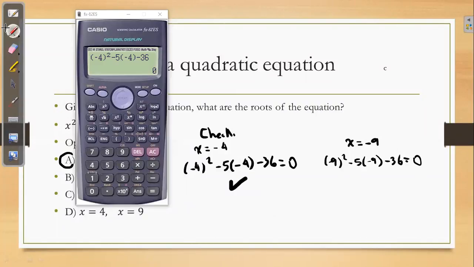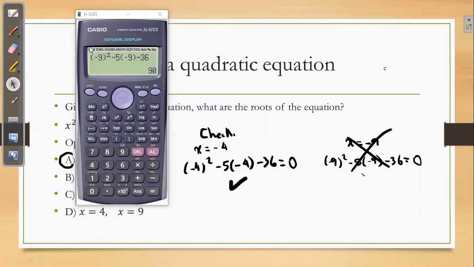Let's see what happened with -9. All I have to do is change that -4 for a -9. You can do it in your calculator if you can. Here, because that one is a natural display or literal calculator, as I normally call it, I can write everything like it is. With this -9, it's supposed to give me 0 again. Look, it gives me 90. So what does it mean? It means that x equals -9 is not a solution.